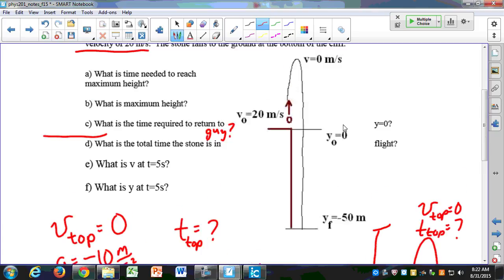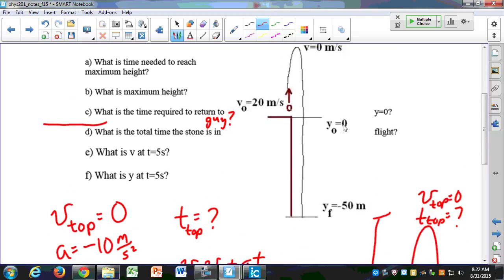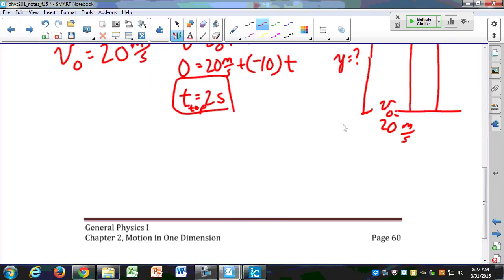The next part of this problem asked what is the maximum height. Remember, if ever I want to find a position, I have that position function. So I'm going to say y equals v naught t plus 1/2 a t squared. I know that this thing takes 2 seconds to go up, 4 seconds to return back. And so I can just plug in the correct time there to find the y at the top.